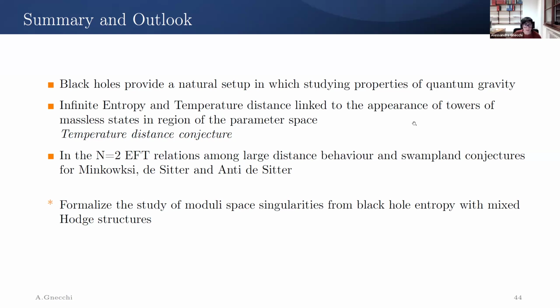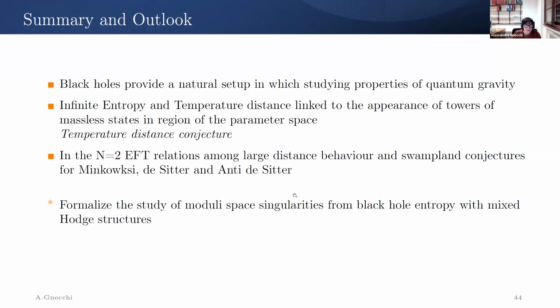towers of massless states that are appearing in the regions of moduli space. And if one wants to be provocative, one can even call it a temperature distance conjecture in addition to the entropy distance conjecture. One can relate this behavior to something more fundamental that happens in effective field theory of string theory, by seeing a certain similarity between the N equal to 1 case and the AdS distance conjecture and the black hole distance conjecture in N equal to 2.